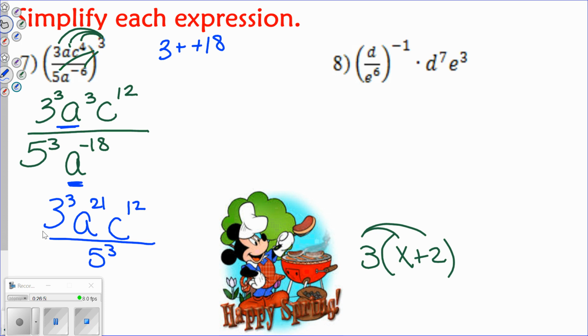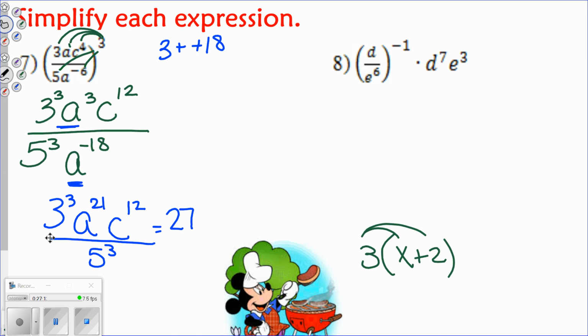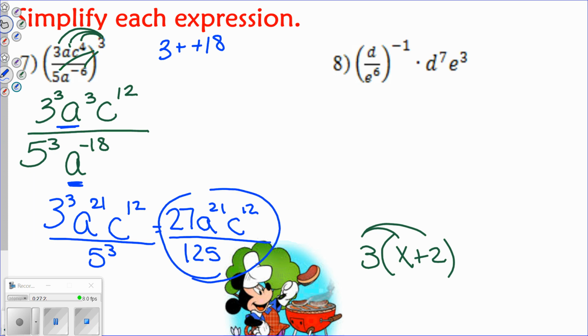Okay? And then I have to do what? I have to simplify. What is 3 to the third? 27. There we go. All right, a to the 21st, c to the 12th, over 125. All right, talk to me.